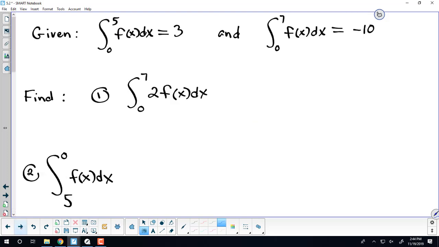Okay, let's look at this last example here, and then we'll start talking about how we evaluate these things. We're given the integral from 0 to 5 of f of x is 3, and from 0 to 7 of f of x is negative 10. I'm going to compute a couple of these things.